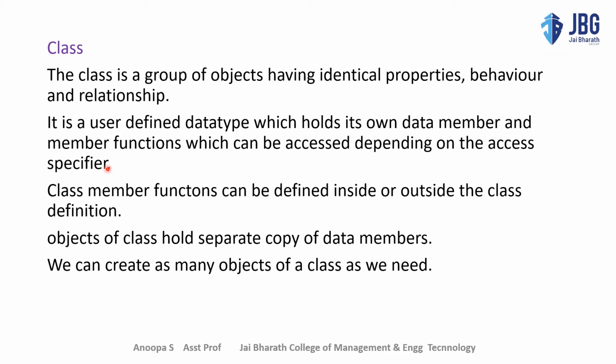So in the last class we have discussed structures. For structures we used the dot operator for getting access to its member data. Similarly we will be accessing by using some access specifiers. And class member functions can be defined either inside or outside the class definition. Now, objects of a class hold separate copies of data members just like our structures, and we can create as many objects of a class as we need. So it's a little bit similar to our structures.